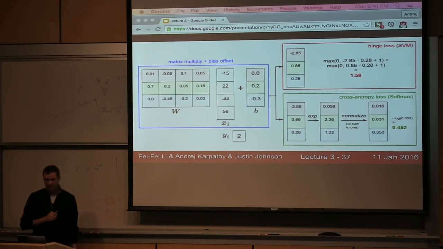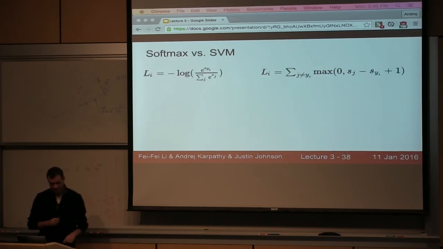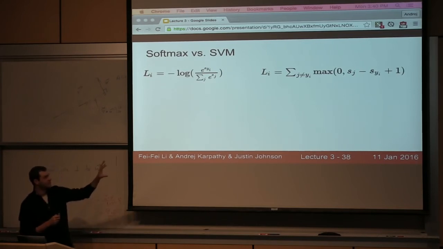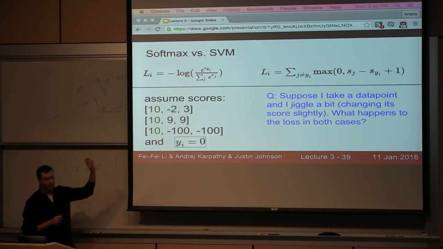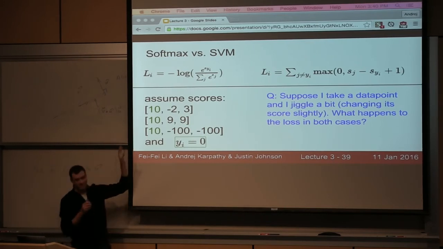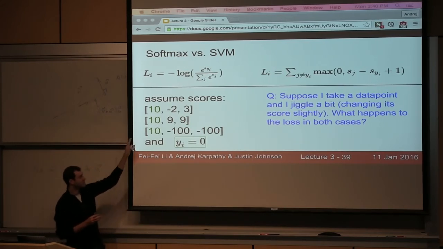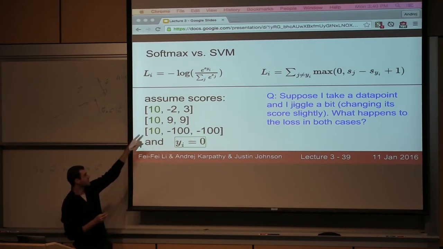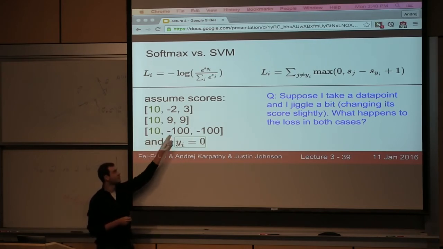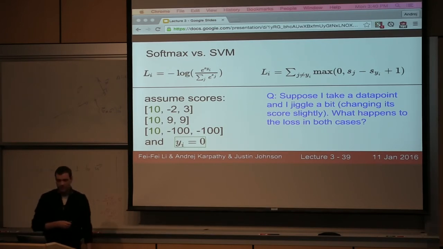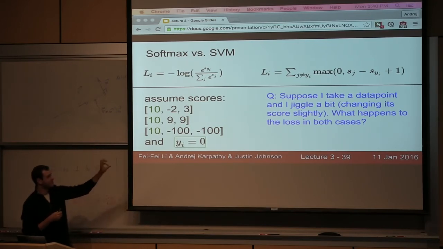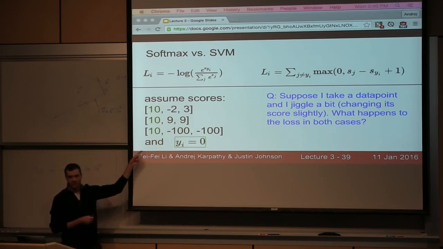Okay, cool. Let's look at some interpretations of these two and exactly how they differ: softmax versus SVM, and one property that is quite different between the two. They have these two different functional forms. Now assume we have three examples and three classes, and these are the scores of these examples. For every one of these examples, the first class is the correct class. So 10 is the correct class score, and the other scores are these.